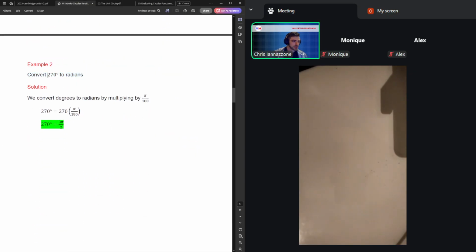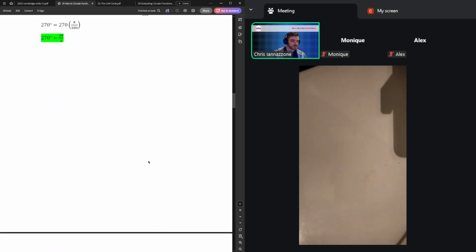Same idea here, right? 270, there's no pi currently in it, it's in terms of degrees, so you want to make sure that what you have as your final answer has pi in it. So you're going to multiply by pi and divide by 180.